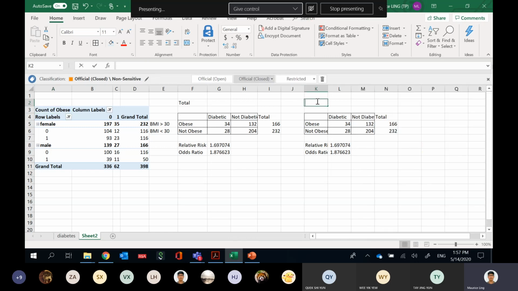Okay, so let's do this for males. So males, you are looking at these numbers here. Okay, so males, this is 11. Here is 0, right? No, 11. 11, 39. This is 16. 16, 100. Okay. Then basically you just change the values yourself.